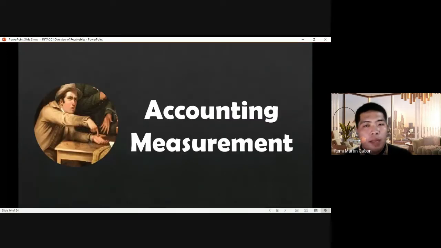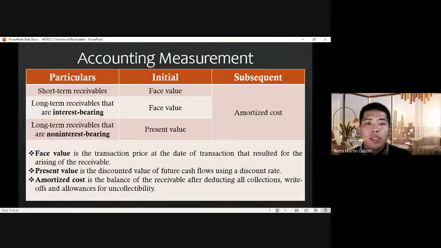Then we have accounting measurement. After recognizing that you have a receivable because of a right to receive, how do we measure our receivables? That's the question. We measure our receivables depending on what type of receivable it is. Is it short-term, long-term, interest-bearing, or non-interest-bearing? For short-term receivables and long-term interest-bearing receivables, we measure them initially at face value. The reason for long-term interest-bearing receivables, we'll discuss under notes receivable. So for short-term and long-term receivables, face value. We have already defined face value under cash and cash equivalents.